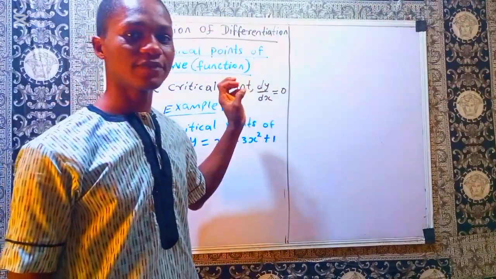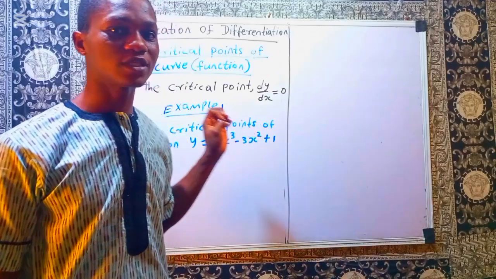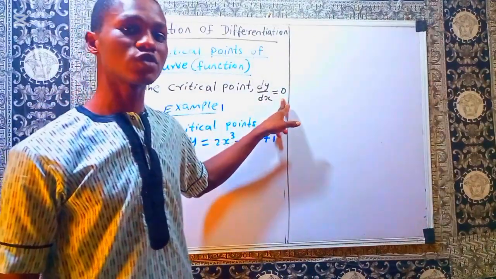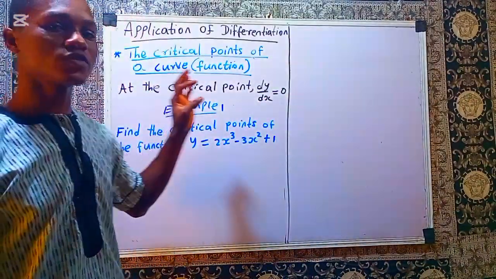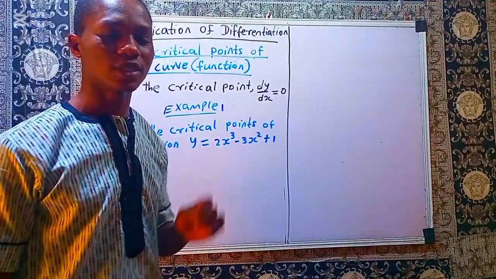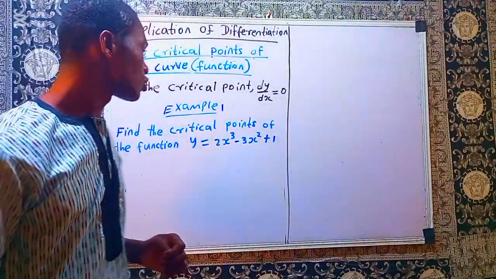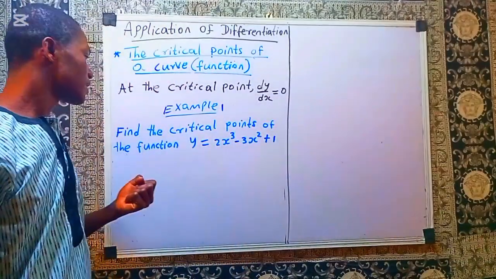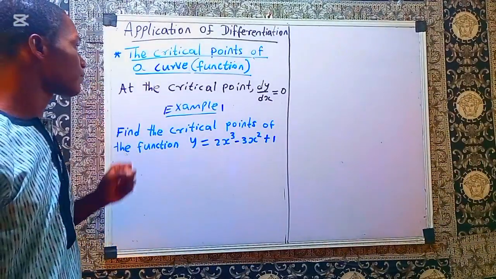Since the first derivative of that function with respect to the independent variable is equal to 0, then we are going to use that and solve the equation and get what? The critical points of that very function. So let's look at this first example we are considering on this topic.